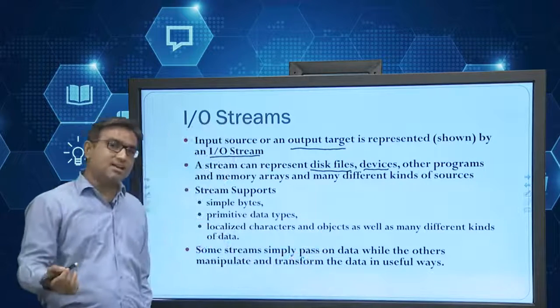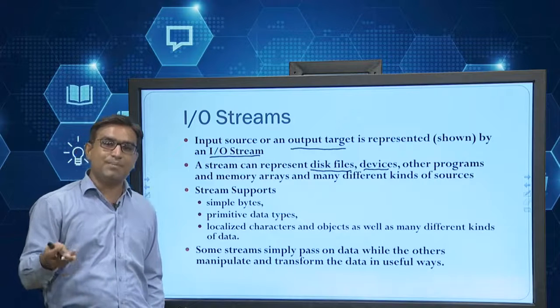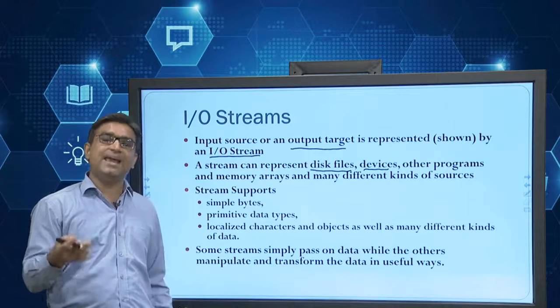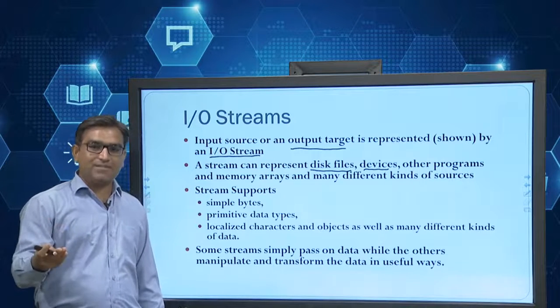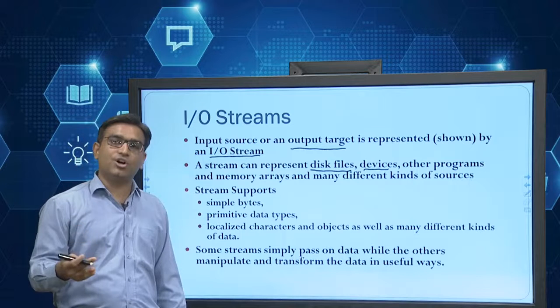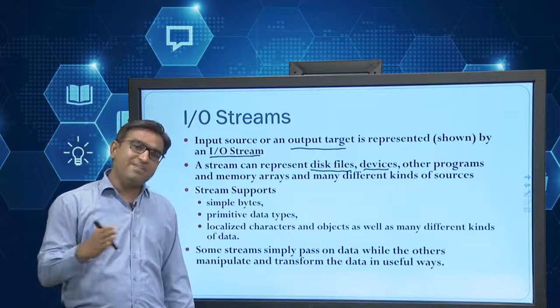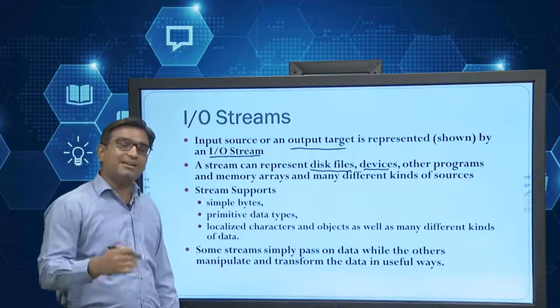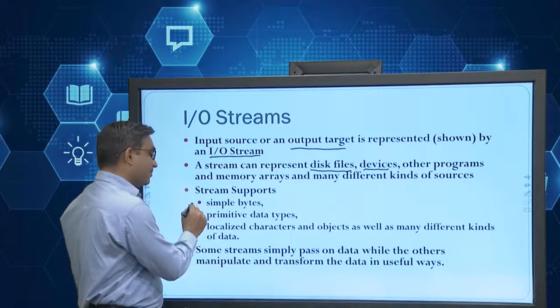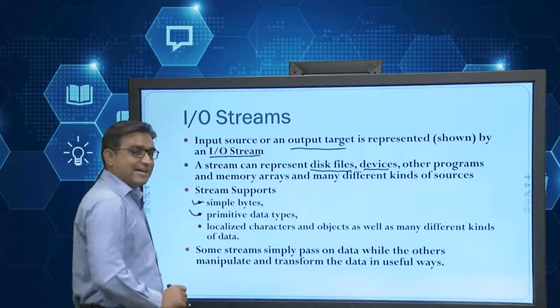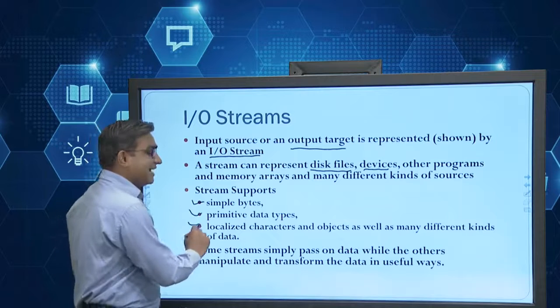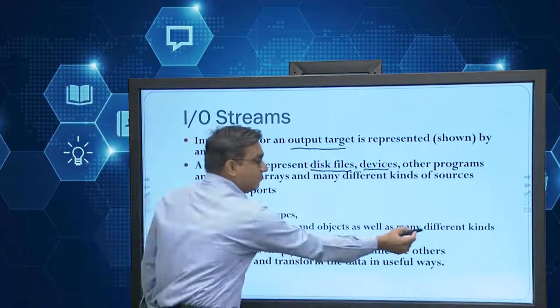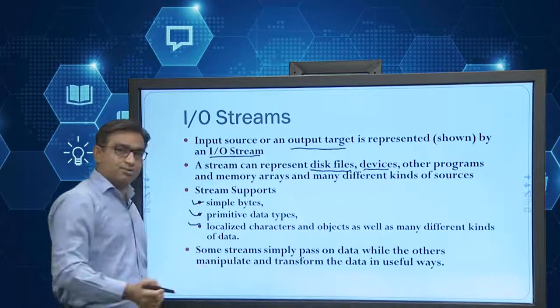We can store in sources either a JPG, PNG, text file, database file, anything else. Numeric value, string value, integer value, float value, double value. So whatever values there are, we can store all of them. How many types of streams are supported? It's simple bytes and primitive data type bytes. Then localized characters and objects, well, many different kinds of data sources.